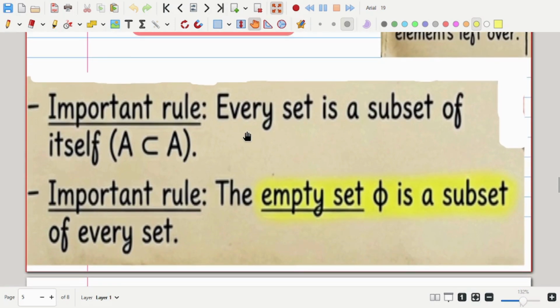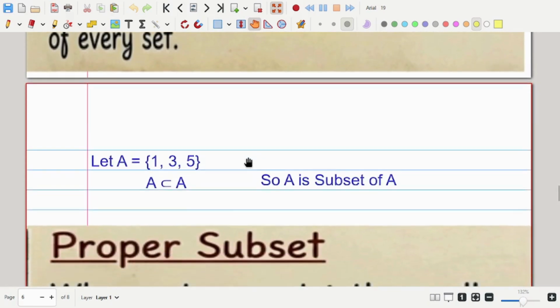The rule is that every set is a subset of itself. A is a subset of A. The empty set phi is a subset of every set. Example, let A be the set {1, 3, 5}. Therefore, A is a subset of A itself.